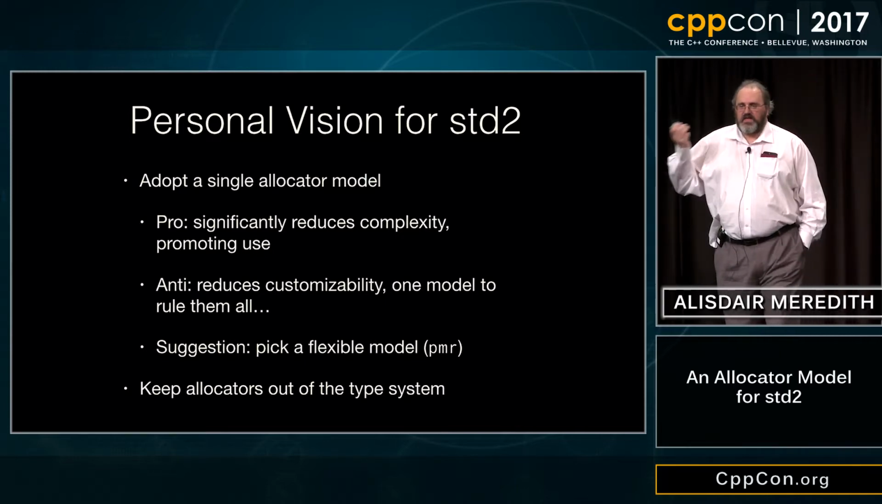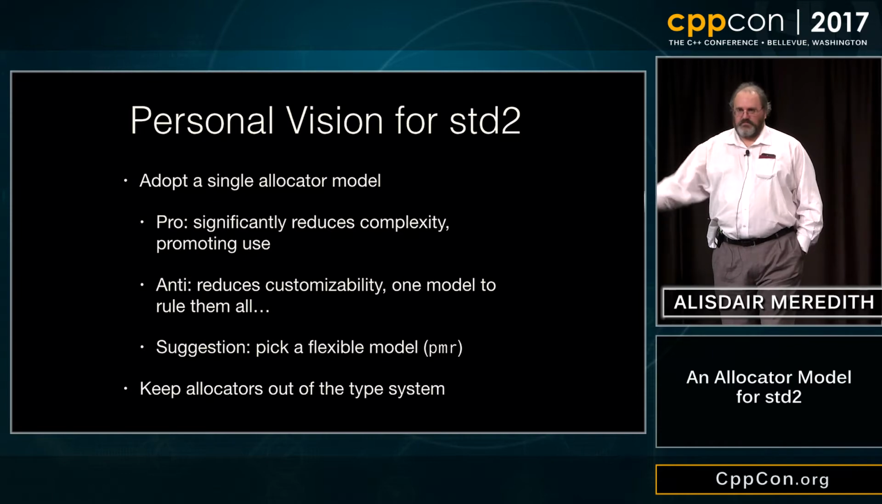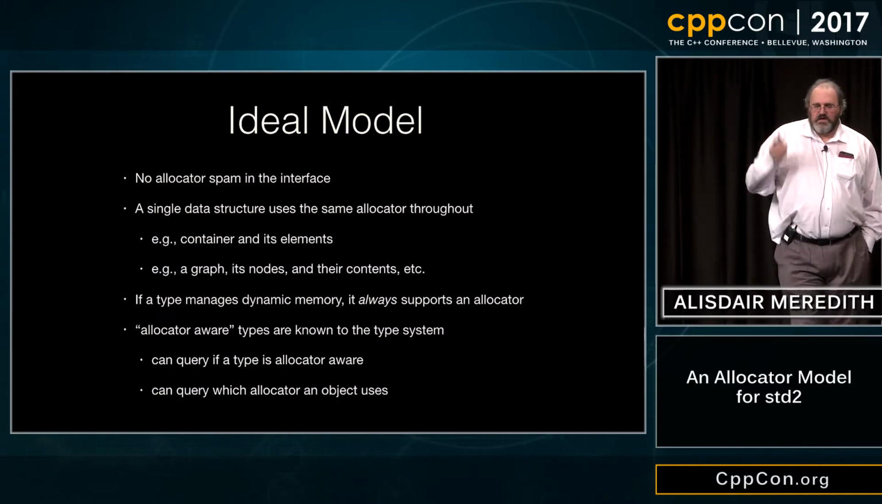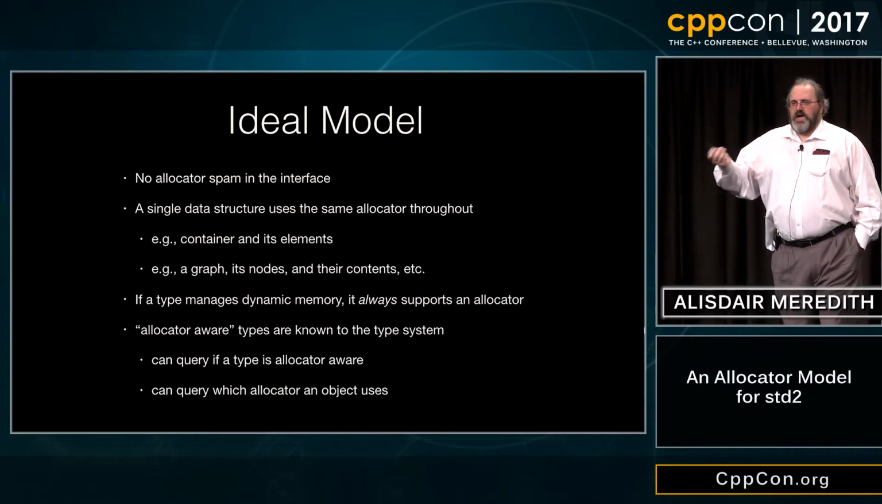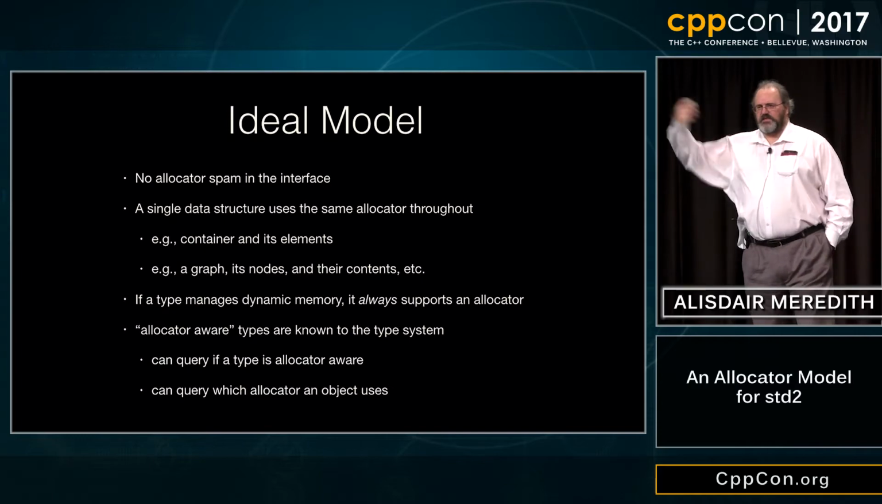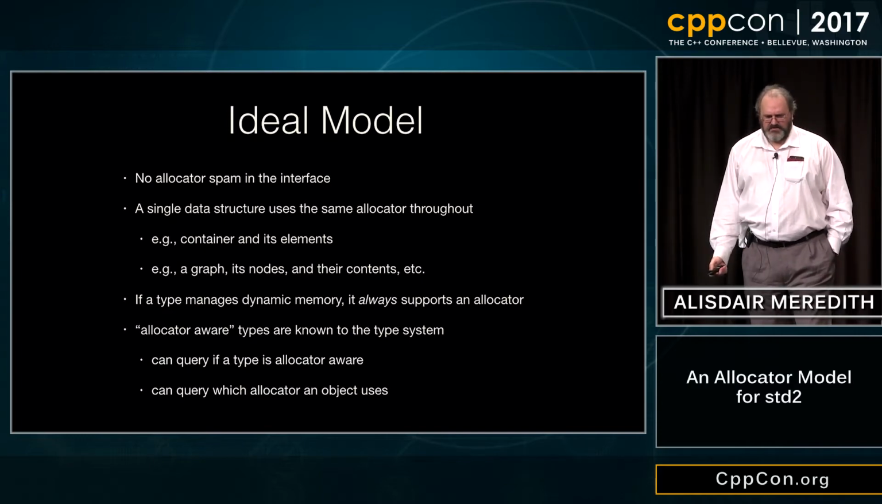And the key thing is we keep allocators out of the type system, which greatly simplifies things and gives us the vocabulary notion. We want to keep allocator spam out of the interface. None of those constructors everywhere are all taking allocators. We need to find a different way to get the allocators into the objects.